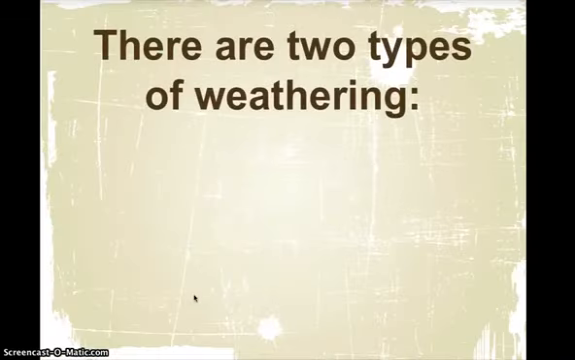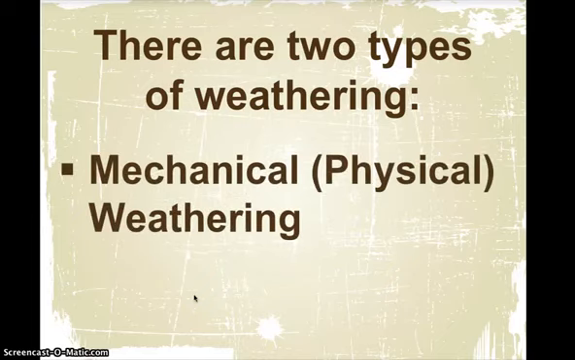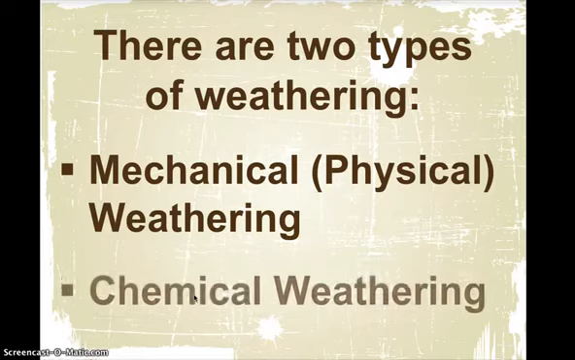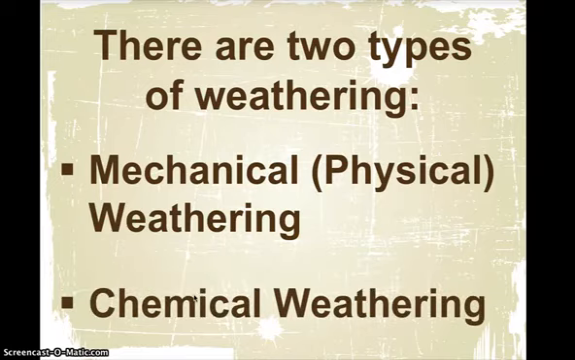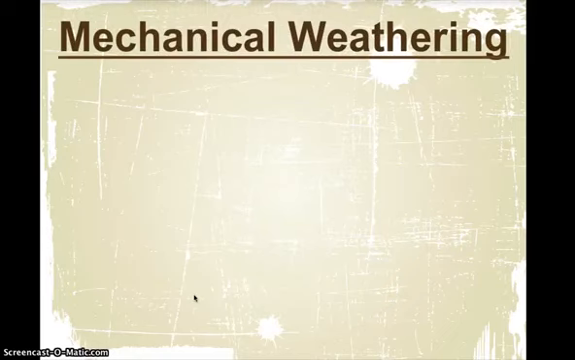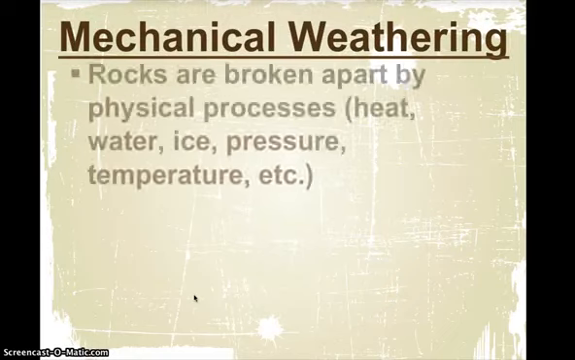So there's two types, and you may have heard about these in elementary school. The first type is mechanical weathering. It's sometimes called physical weathering. They're the same thing. Those are just two different names for it. And then there's chemical weathering. So we're going to look at mechanical weathering first.